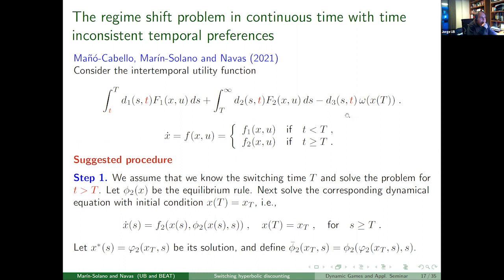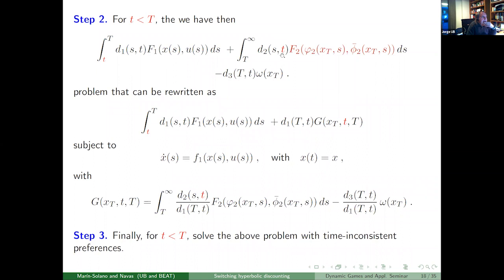So the procedure that we suggest in order to solve this problem is the following. We first solve the problem from capital T to the end of the planning horizon, assuming that capital T is the switching time. If from this we obtain the equilibrium rule, we can integrate the state equation, taking as boundary condition a generic value for the state variable. And then we package this inside the instantaneous payoff function and reevaluate it, discounting from small t up to the initial time of the planning horizon.